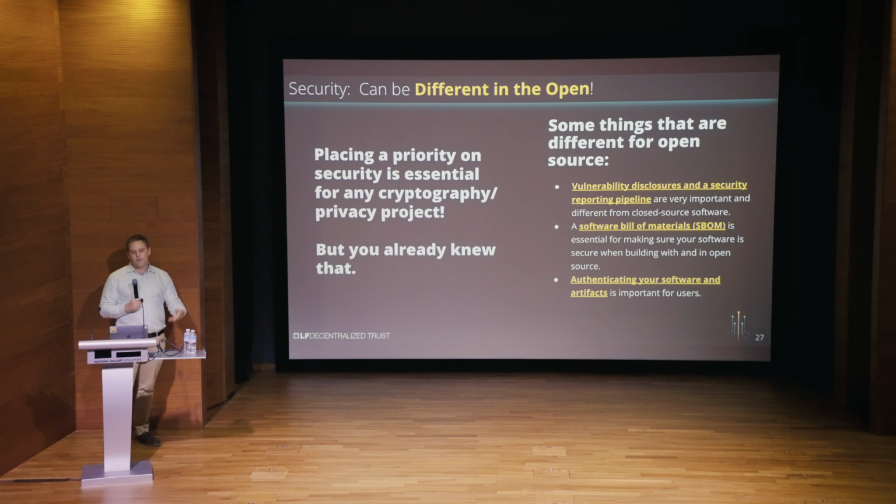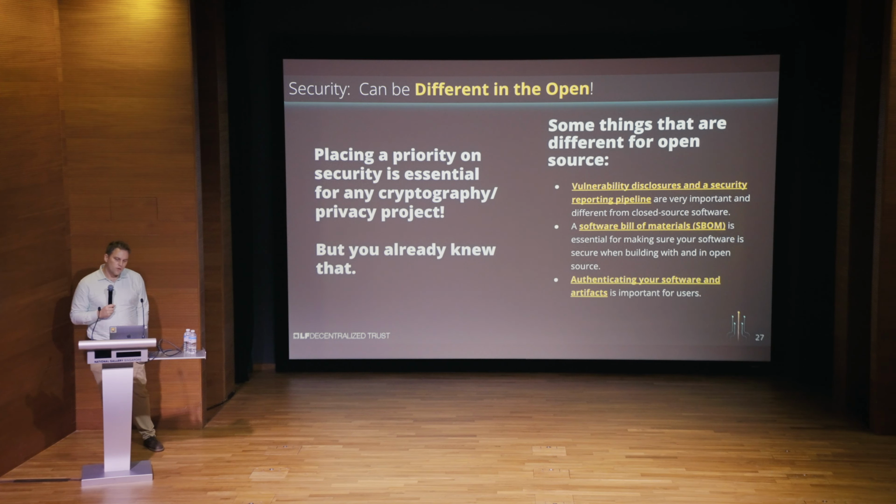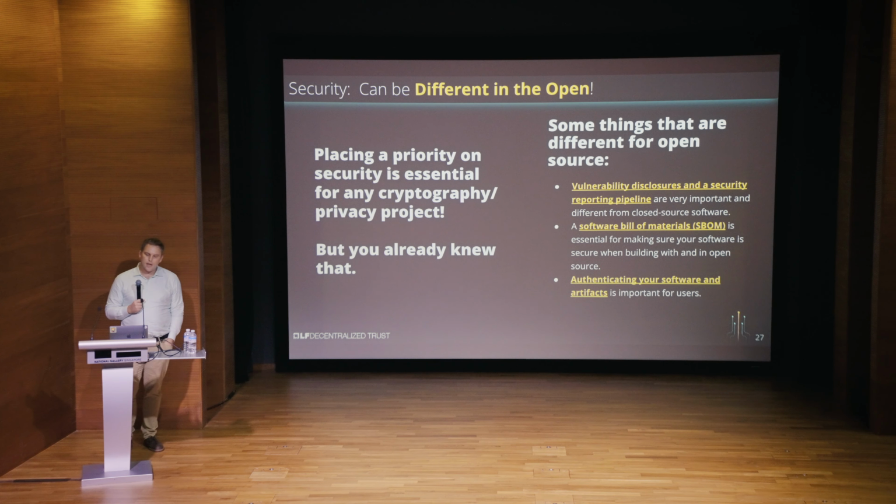So security. You folks already know that security is essential. I want to point out some things that are slightly different for open source software that you may not consider. So the 3 things I'm going to bring up today are vulnerability disclosures, SBOMs, and software authentication.